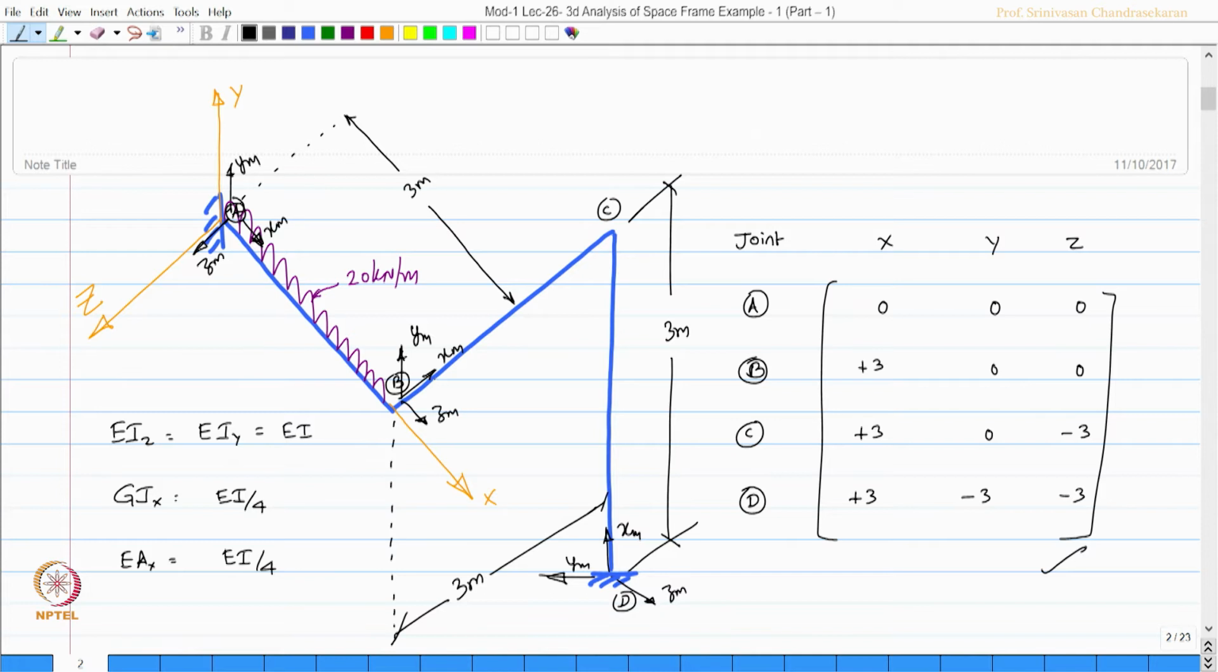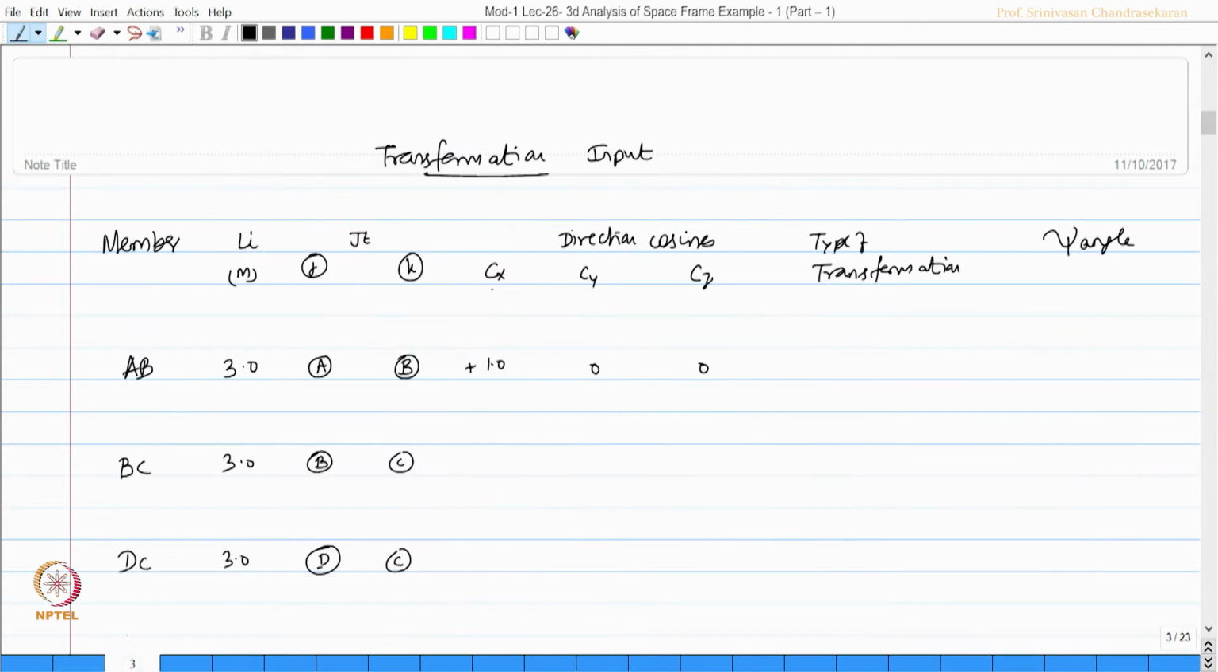Xm with y is again 90, so that is again going to be 0. Xm and z are opposite, so minus 1. Okay. So, 0, 0 and minus 1.